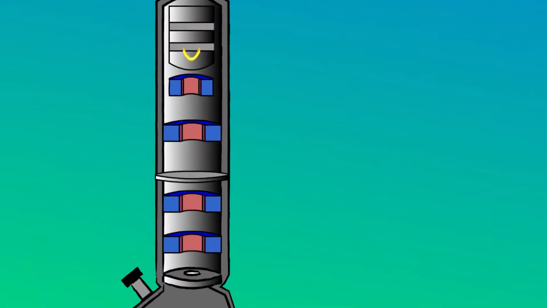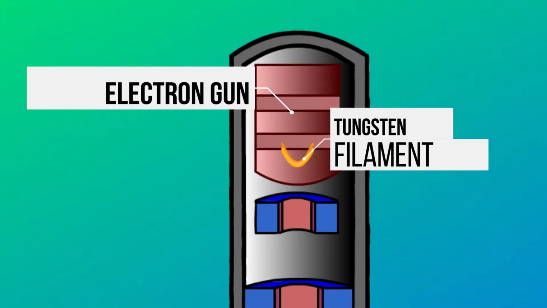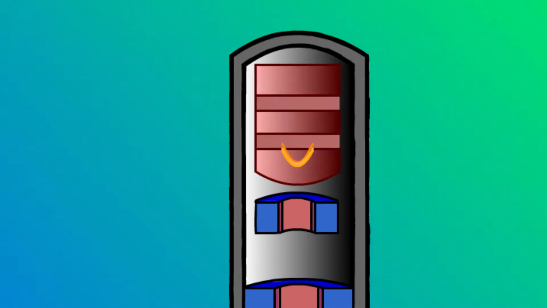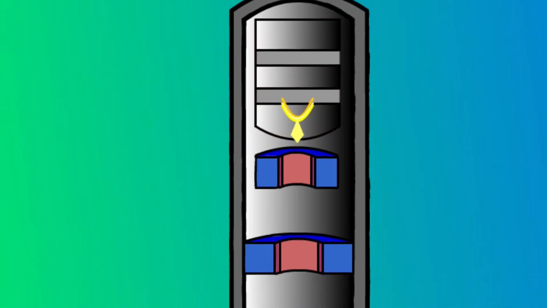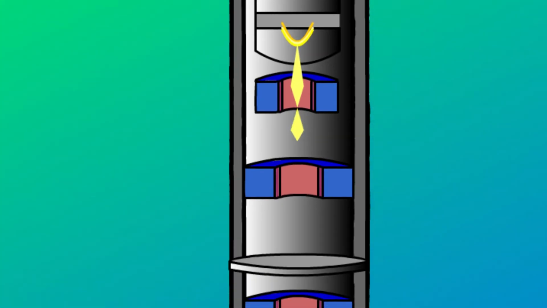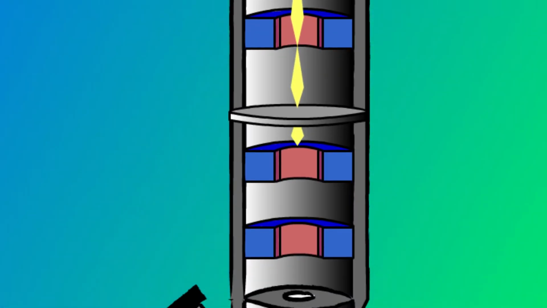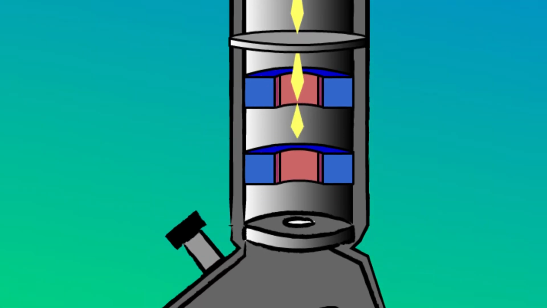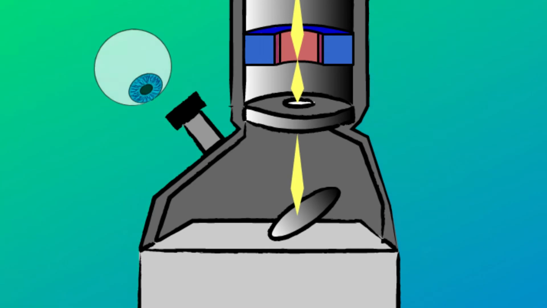The electron beam is created by firing negatively charged electrons from an electron gun made from a tungsten filament, which is heated to around 2700 degrees and connected to high voltage. The electron beam travels through numerous lenses and condensers to ensure any unwanted electrons do not hit the specimen. The scientist can then view the image through the eyepiece at the bottom of the column.